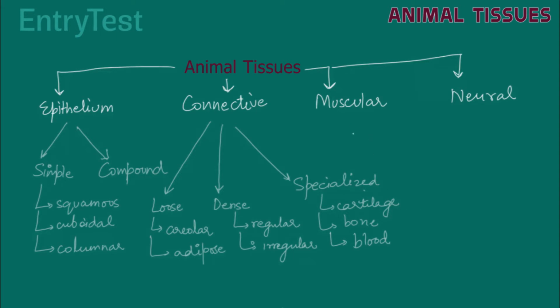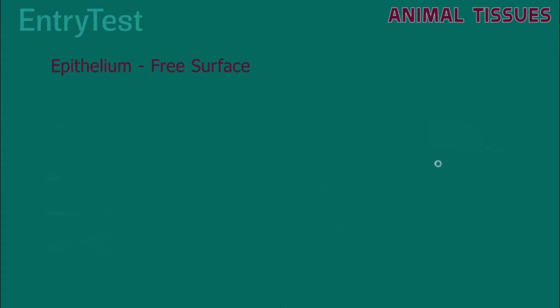Coming to the third one, which is muscular tissue. Muscular tissue is basically only of three types. You have skeletal muscles, then smooth muscles, and finally the ones that are found in the circulatory system, cardiac muscles. So we'll be covering all of these tissues in detail one by one in this video. So let's get started with the epithelium.